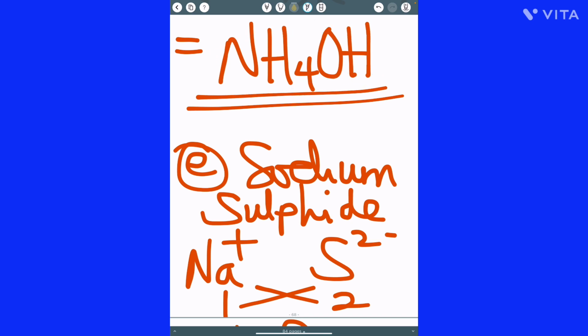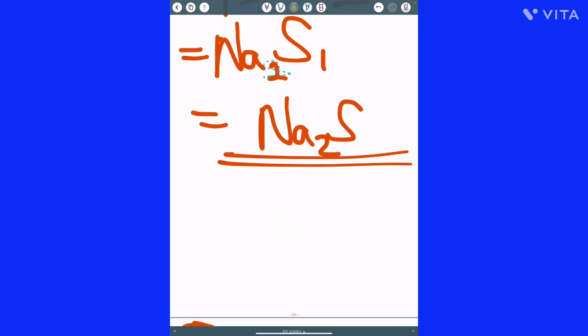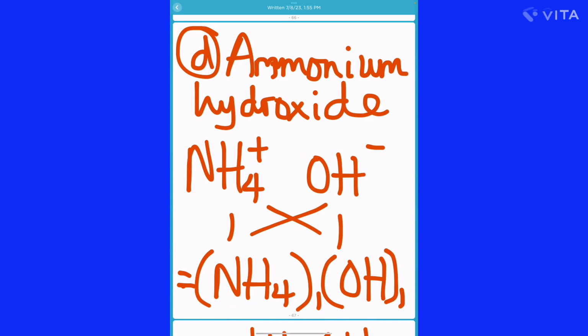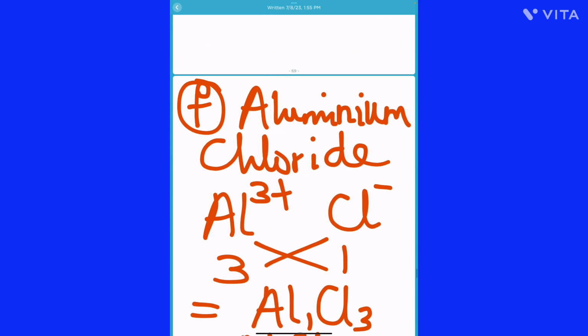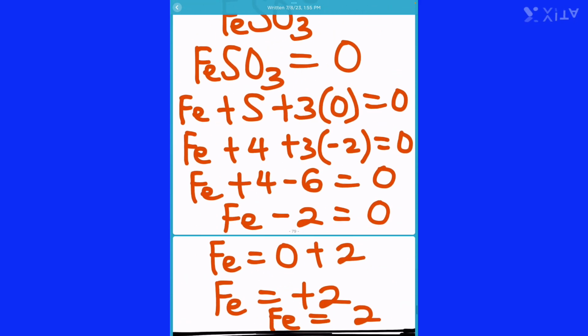In 11E, sodium sulfide. Sodium is charged Na+. The sulfide ion is charged S2-. So 1 and 2. I'll swap valencies. What will I get when I swap valencies? Sorry. What will I get? Excuse me.